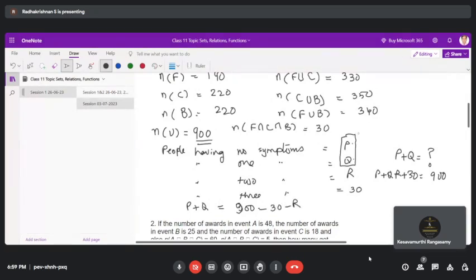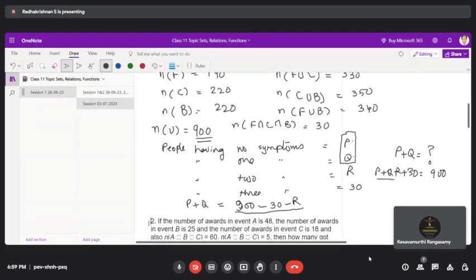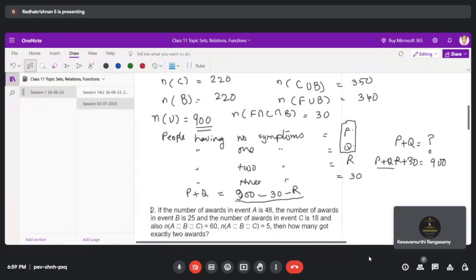Because the sum of all the four is 900. So we only want P plus Q. That means you take these to the other side, you get 900 minus 30 minus R. So we can put it like this. Is that correct? So now only one variable is there. R is the only variable that you have to find out.